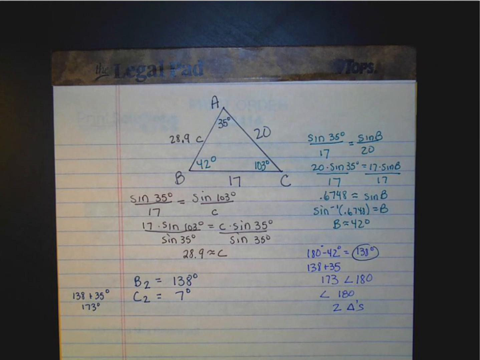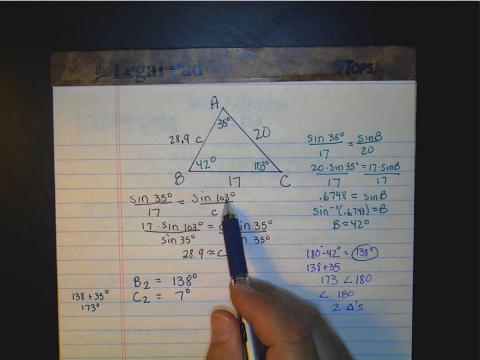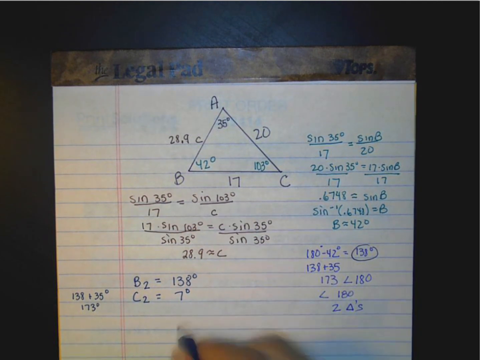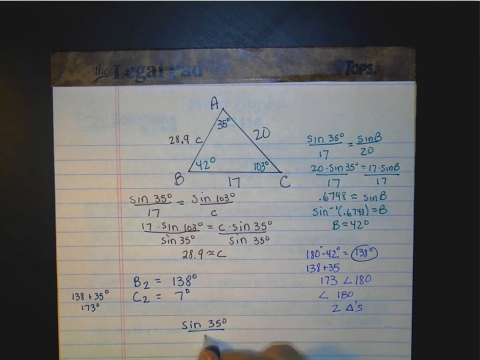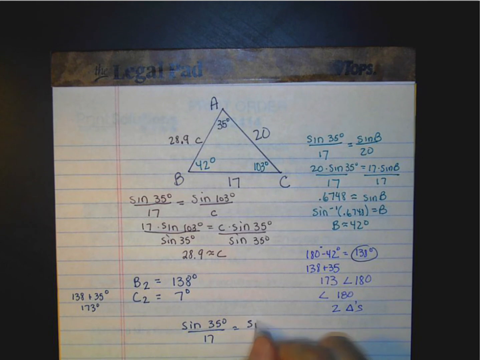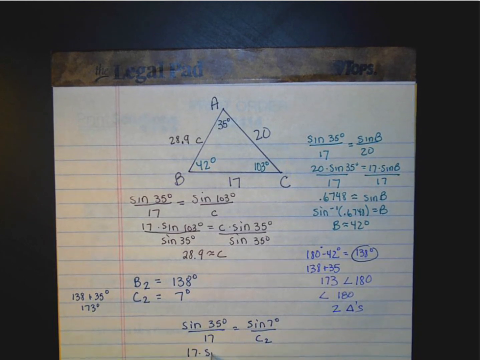All right, so let's go ahead and do that. Okay, so we got to use the 7 degrees now instead of the 103. We're still going to use 35. So we're going to go back and we're going to say sine 35 over 17 equals the sine of 7 over little c2, if you will. Okay? All right, so then we're going to do the same thing. 17 times sine of 7 equals little c2 times sine of 35 divided by sine of 35.